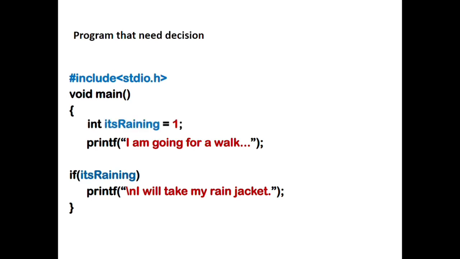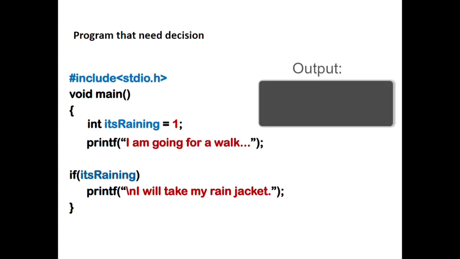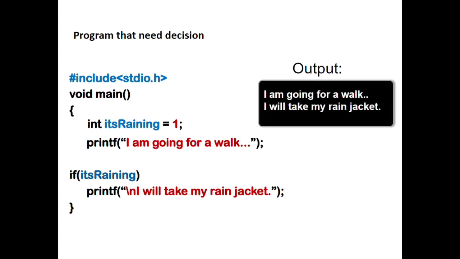Now we are setting the values. Now we are going into the programming rather than the analogy. So raining is equal to 1. So we have already set it, right? So the output would be, I'm going for a walk, I'll take my rain jacket, because we already set the value. So what happens when you give an if statement in the condition? If that value is true, it will be equal to 1.